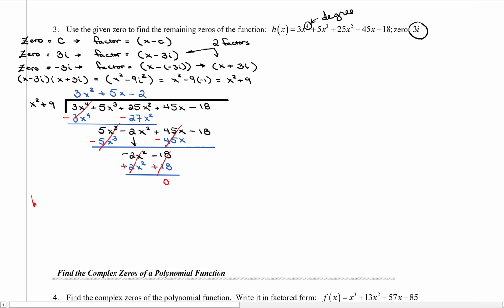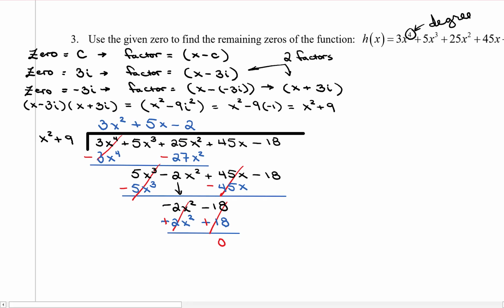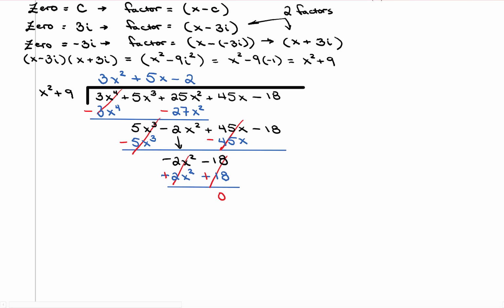All right, now I'm going to rewrite my function into the factors that I have found so far. So here I have h of x is going to be equal to, I'm going to write the x squared plus 9 first, the one that I just used as my divisor, and then times that 3x squared plus 5x minus 2.